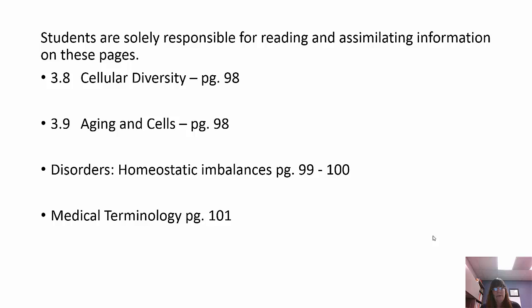Okay, and then you're supposed to go through the medical terminology as well. So like atrophy, hypertrophy, when cells shrink in size or increase in size, things like that. So make sure you look that over.